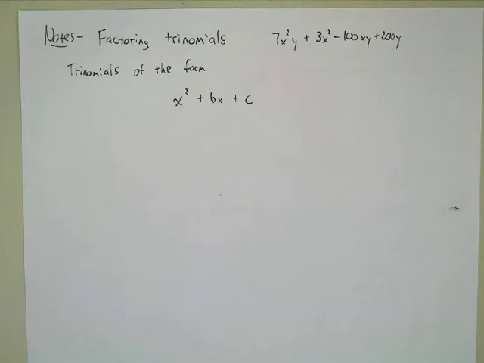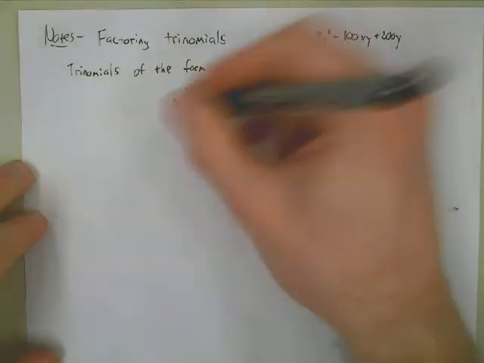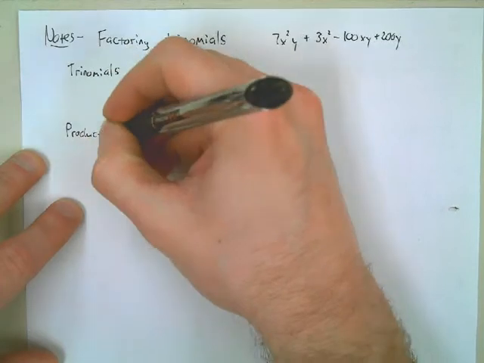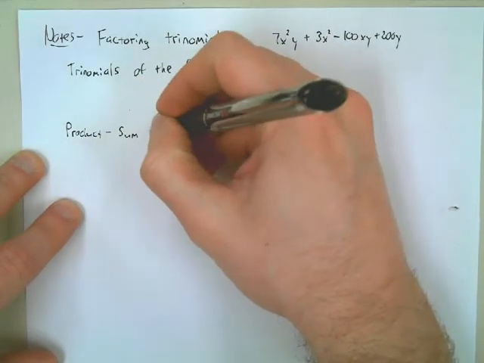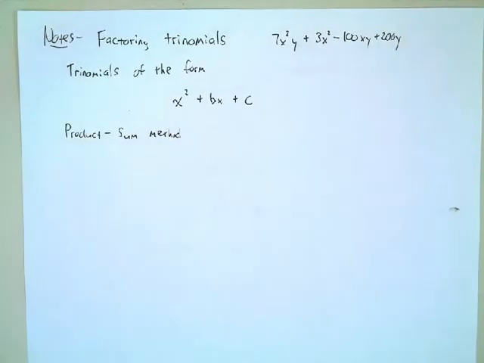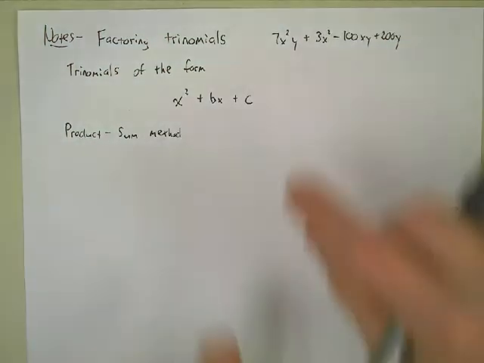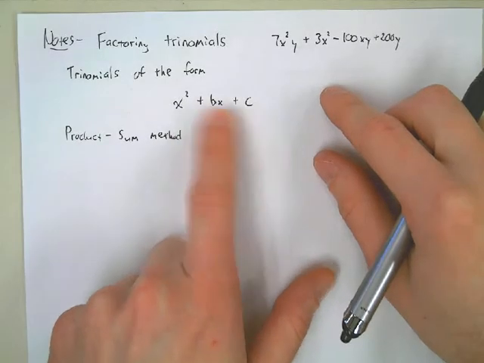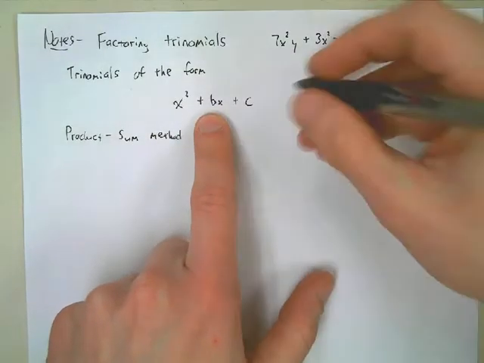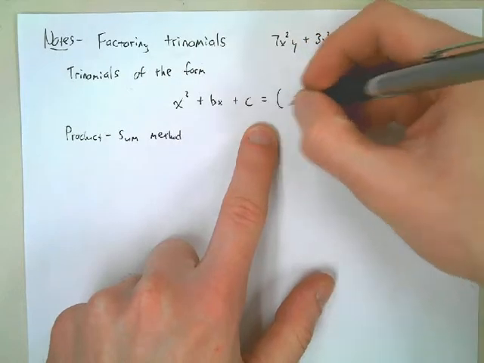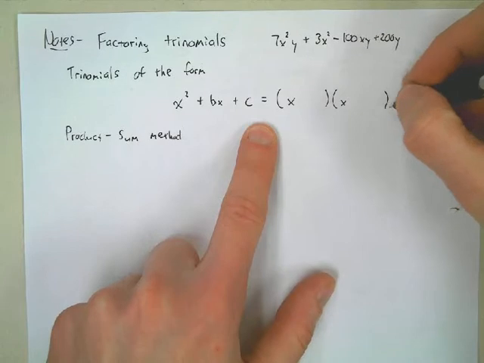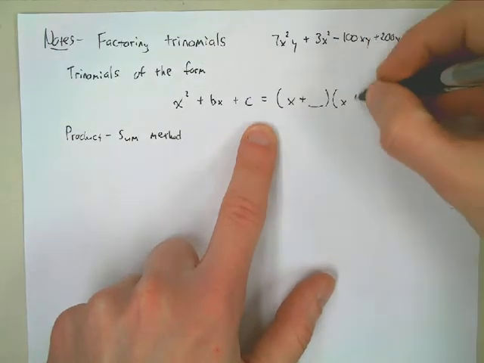So, here's what we're going to look at then. There's a couple ways you can do stuff like this. We're going to look at something called the product sum method. When you have a trinomial like x squared plus bx plus c, remember the b and c are just numbers. It's always going to factor to be x in parentheses like that, and then plus blank plus blank.